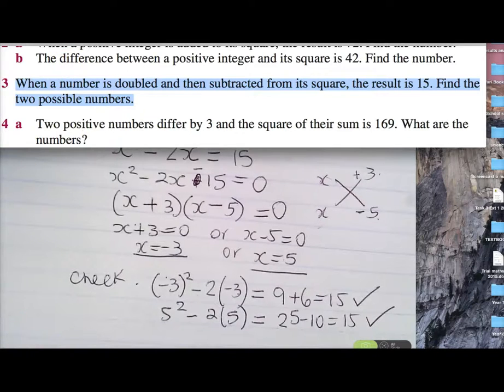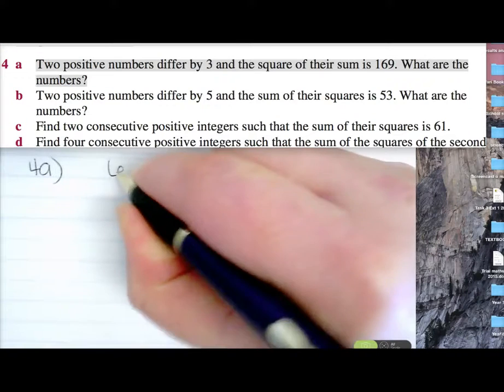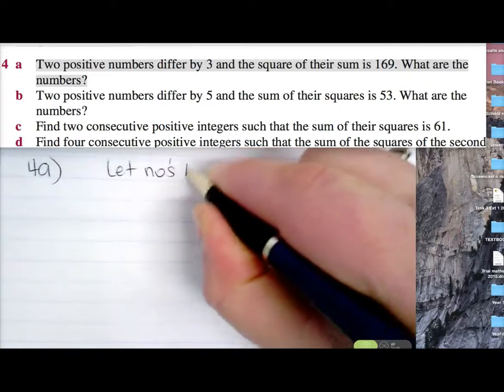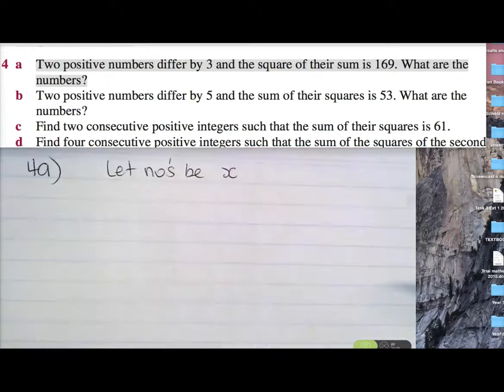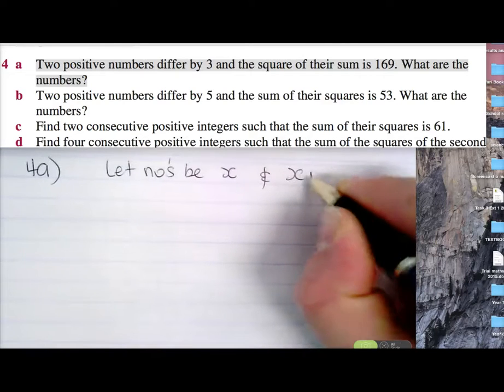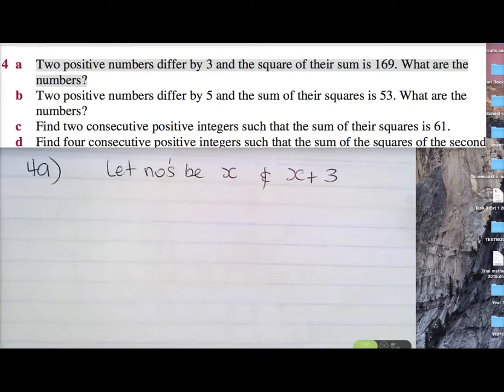All right, we need to do more questions. Two numbers differ by 3. So everyone agrees, let the numbers be x, the first number, and there's differences of opinion for the second one, but either one would be fine. The second one could be x plus 3 or x minus 3. How many people put minus? All right, we'll go x plus 3. So your two numbers are x and x plus 3.